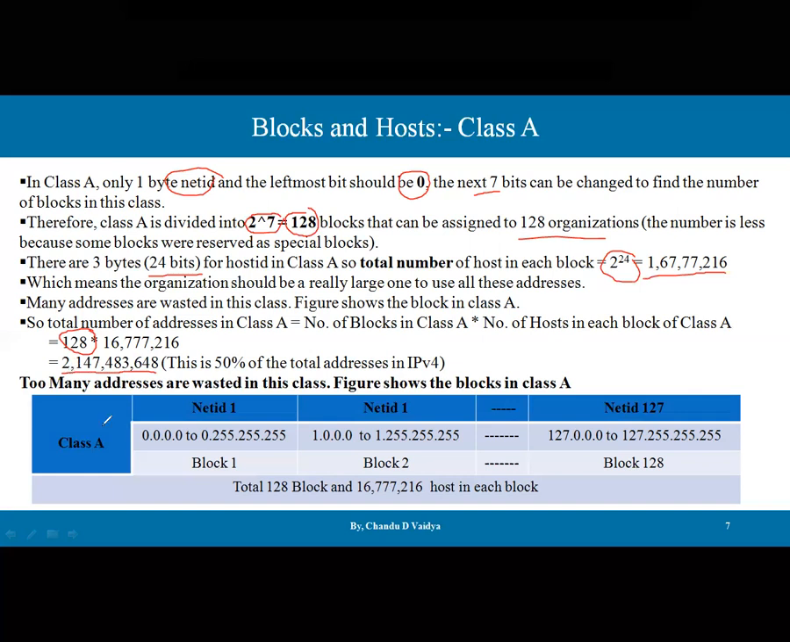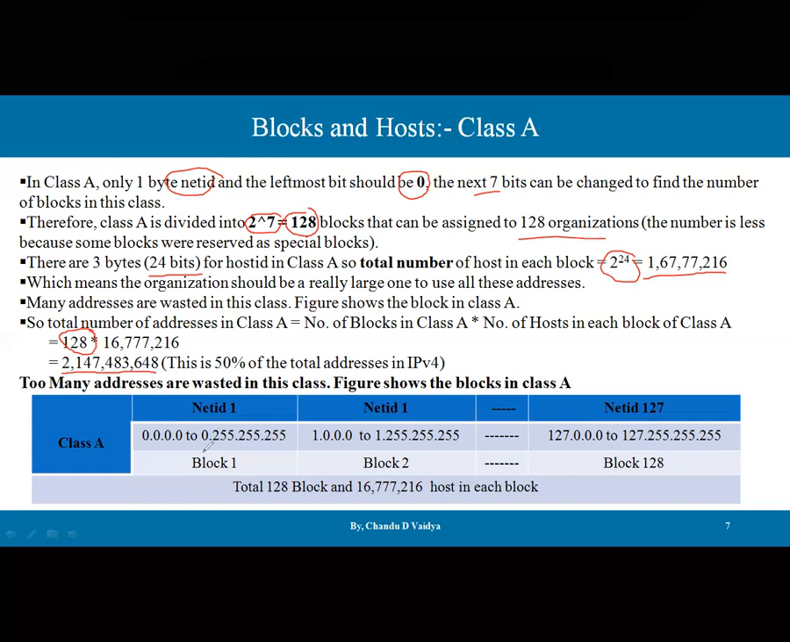Okay, if you go with the diagram, too many addresses are going to be wasted over here because we have only 128 blocks, and in one block we have 2 to the power 24 addresses, but there is no organization in the world, guys, that requires this number of IP addresses for host purposes. So the maximum IP addresses are going to be wasted.